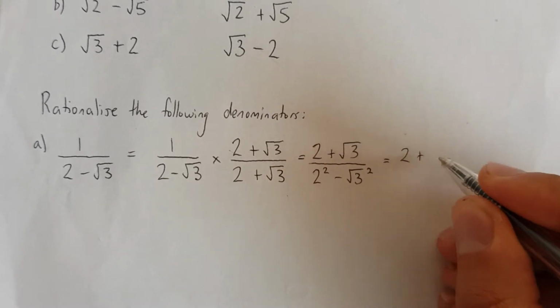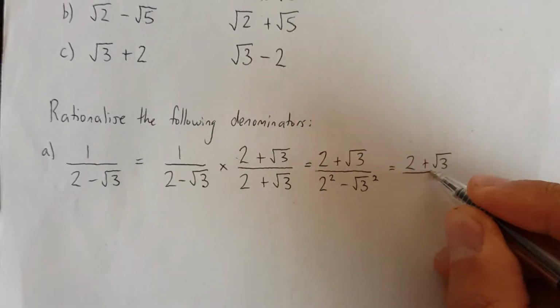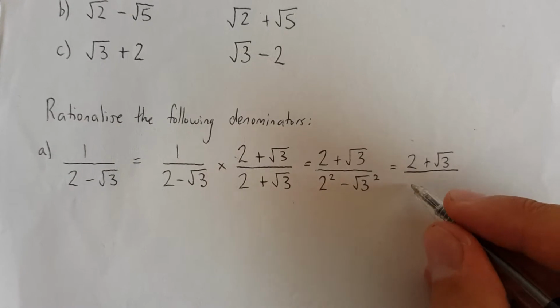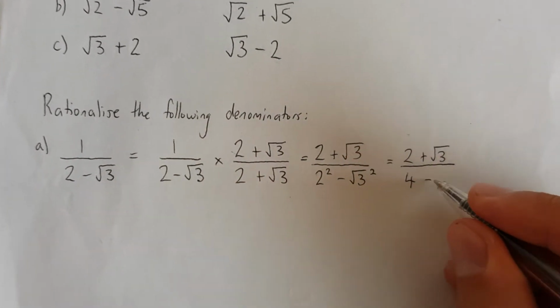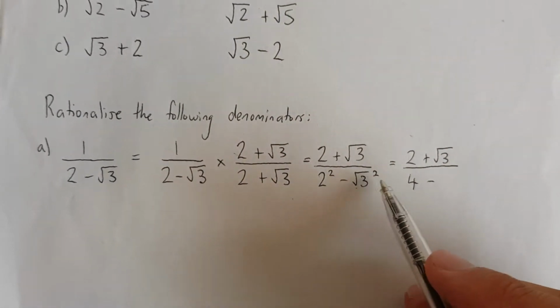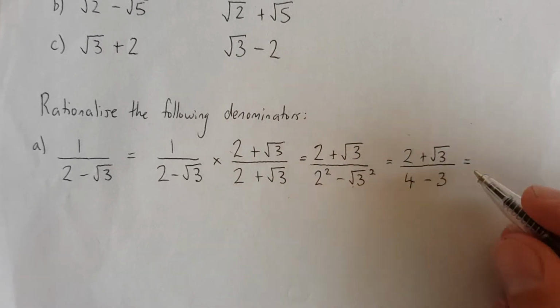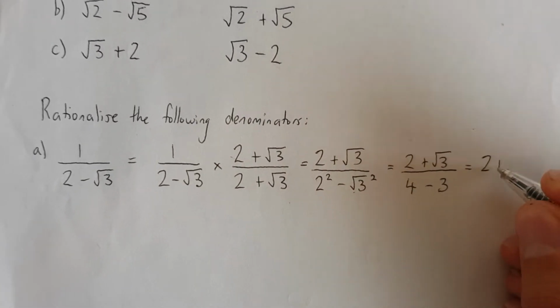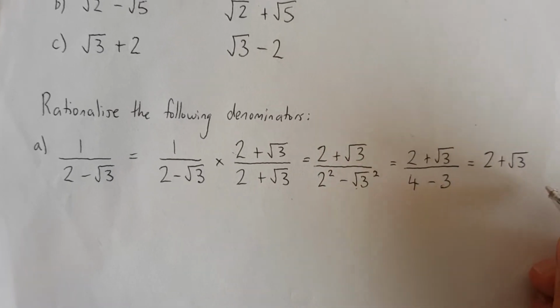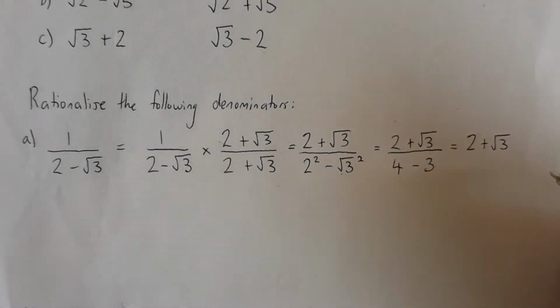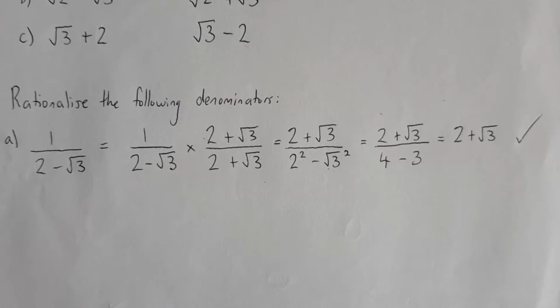The numerator won't change, guys. Let's keep the numerator as it is. The denominator is going to be, well, 2 squared is 4, minus the square root of 3 squared is just 3. Simplifying, that denominator is going to become a 1. So 2 plus the square root of 3 over 1, or just simplified to that being our answer.